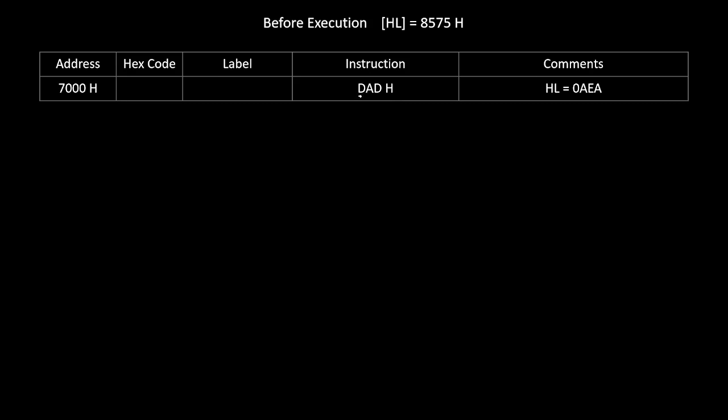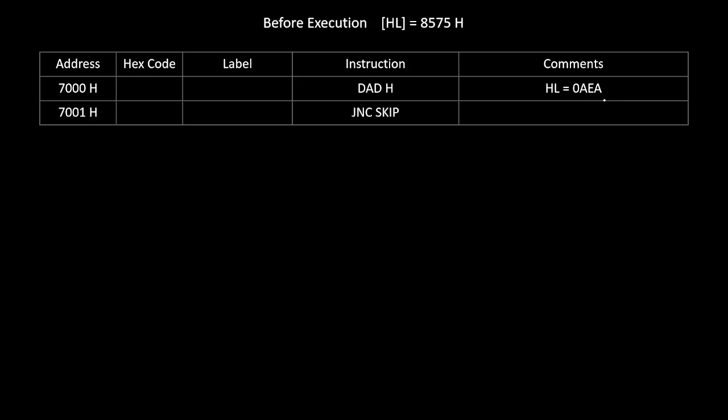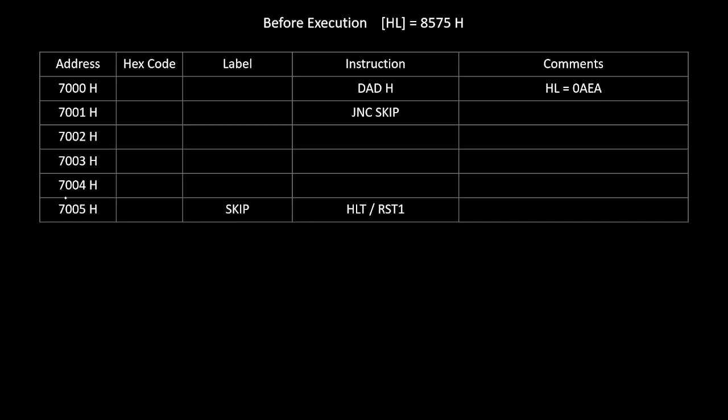The first instruction that we are going to write is DAD H. DAD stands for double addition. Double addition means that because of this instruction, the HL content will get added into HL, and the answer is also stored in HL. We saw that when we add 8575 into 8575, our answer becomes 0AEA. Now, if carry is not generated, then we will skip this instruction INR L. But whenever carry is generated, every time what will we perform? We will perform INR L, which means we will add 1 into the L register.